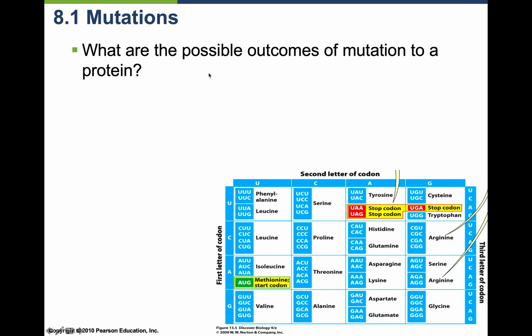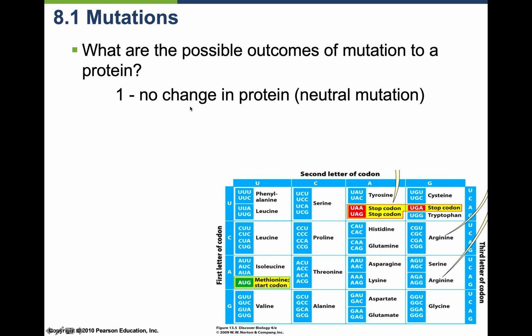Okay, and before we answer that question, let's come back and look at this. What are the possible outcomes of a mutation to a protein? One, there can be no change in a protein, meaning that there's a neutral mutation. You can look down here, right? If the sequence is UCU and there's a mutation where you get UCC, it doesn't change the protein at all. We call these neutral mutations. They don't change anything. They can also result in a non-functional protein, where, let's say, UCU is actually mutated to UUU. That would be phenylalanine instead of serine, and that could cause big trouble.